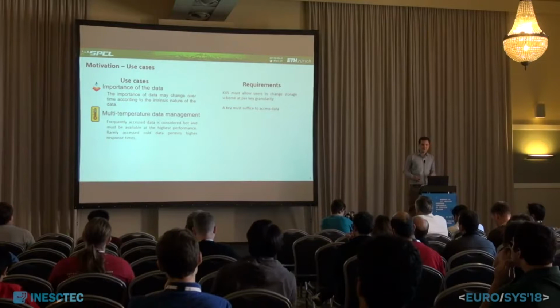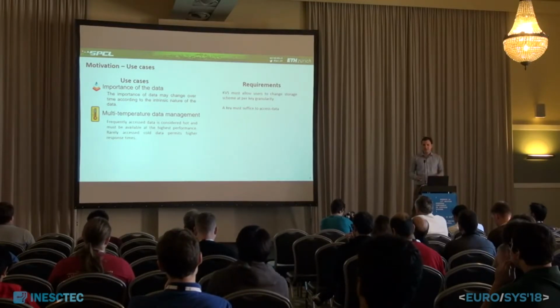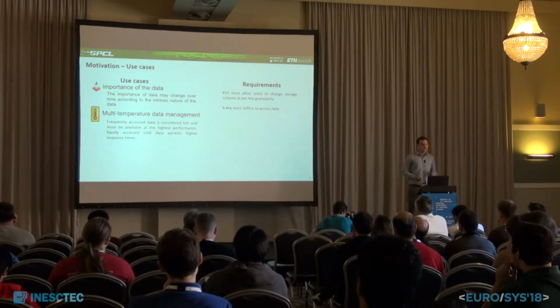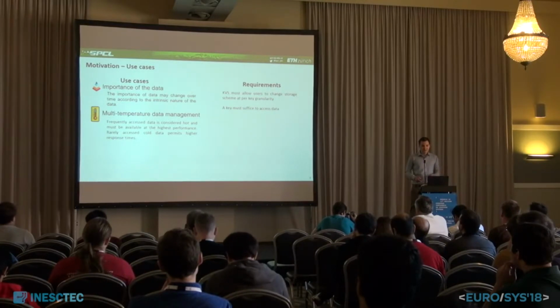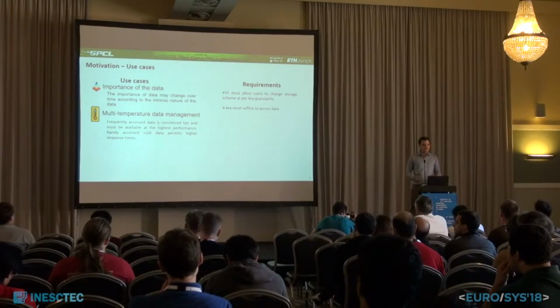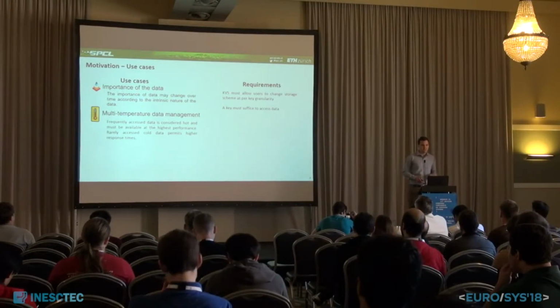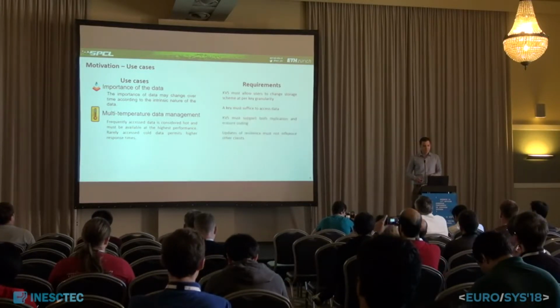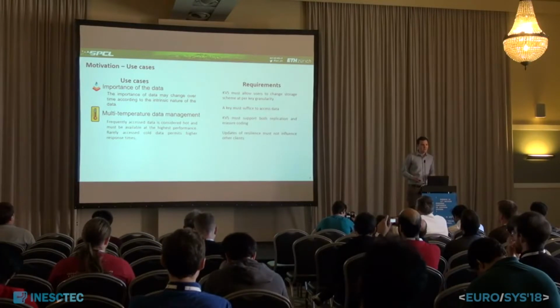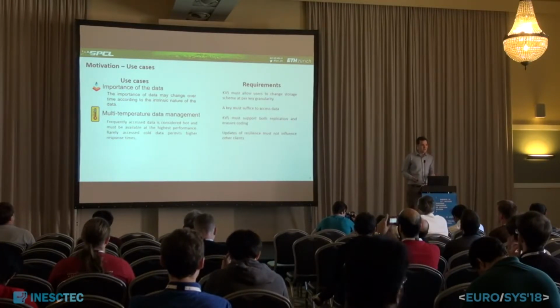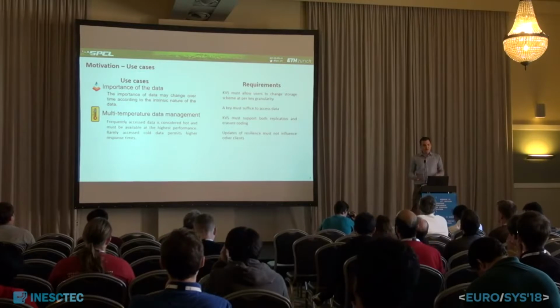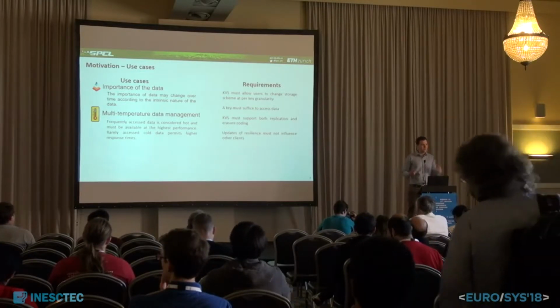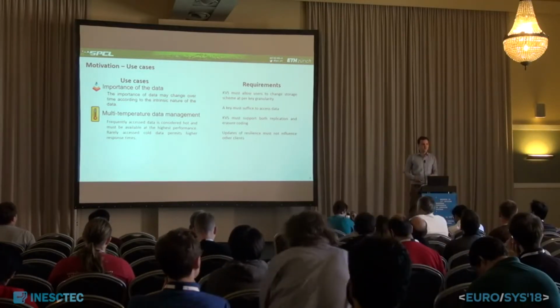The second use case is multi-temperature data management. Quite often in data stores we can distinguish between hot and cool data depending on the access frequency. Cool data is less frequently accessed, and to optimize utilization of cluster resources, it's usually stored with the Reed-Solomon scheme. So to enable this use case, we need to support both replication and erasure coding, and plus the changes of the storage scheme have to be immediately visible to all other clients.